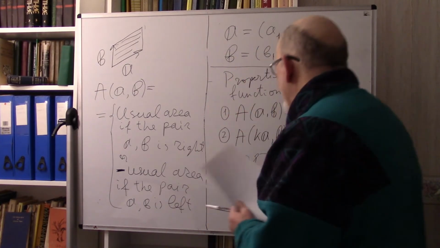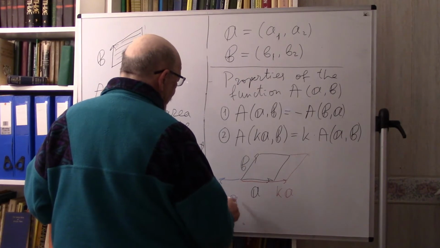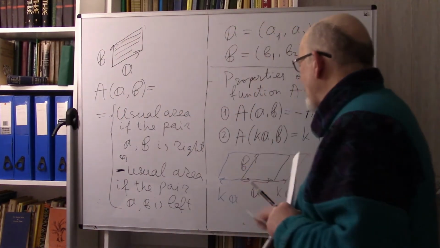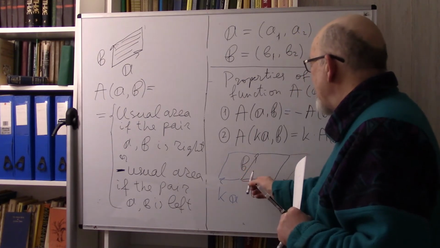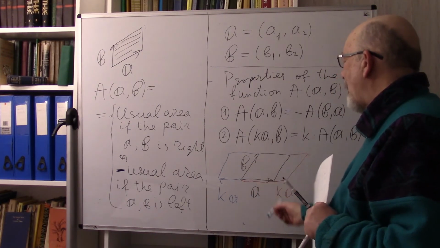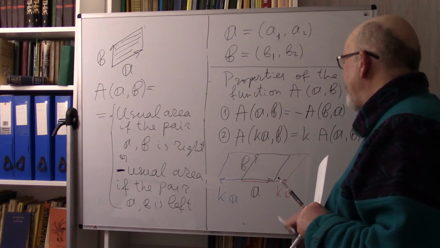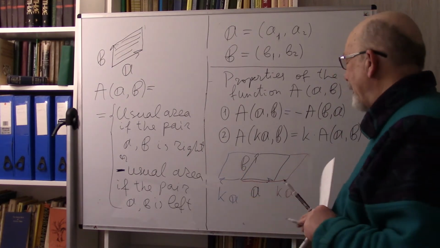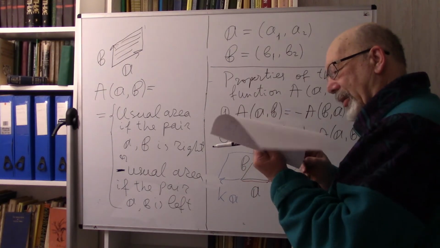The other case is when k is negative. So this is vector kA. k is negative, and we have this blue parallelogram. In this case vectors kA and B form a pair which, if pair AB was right, this pair kA, B becomes left. As you can see from the picture, if the pair was left, this pair becomes right. You can draw another picture and have this situation. So in this case the theorem also easily follows.